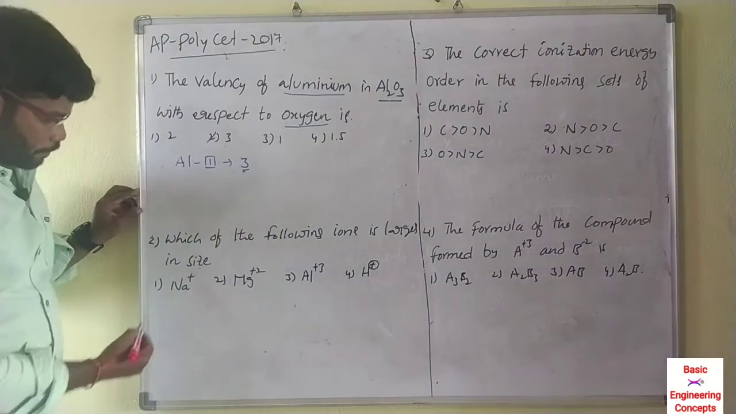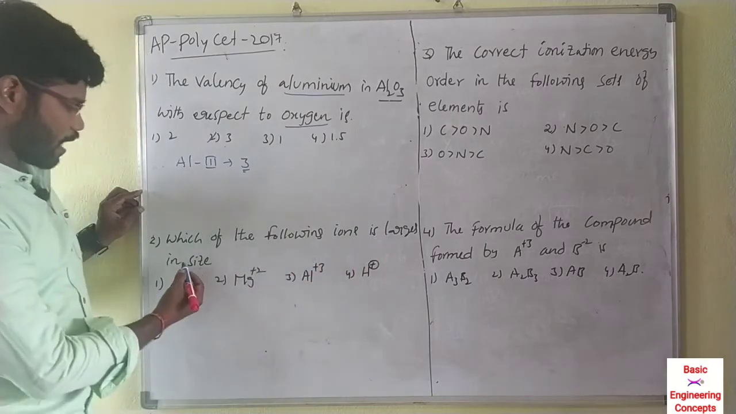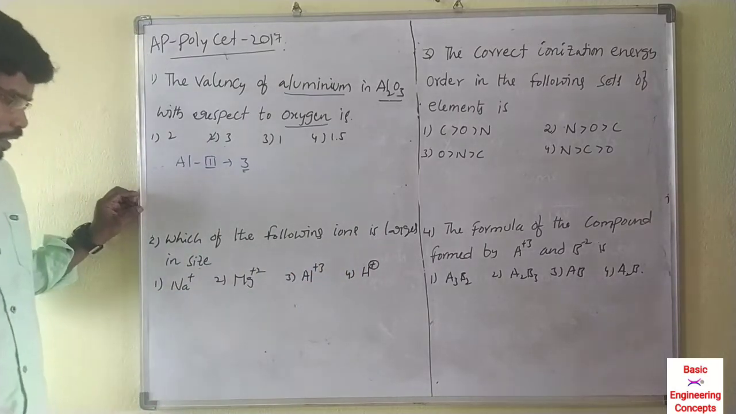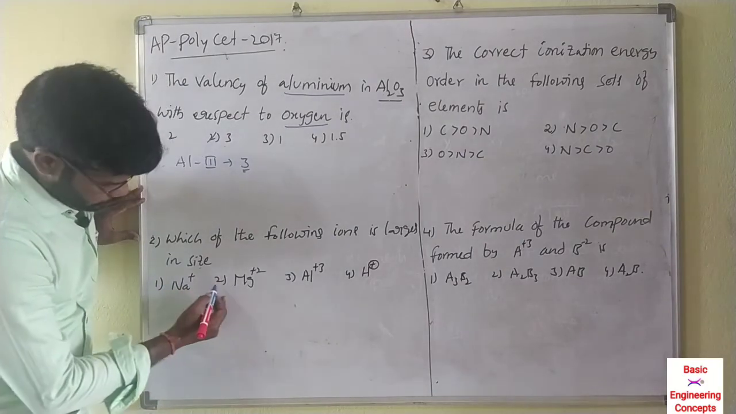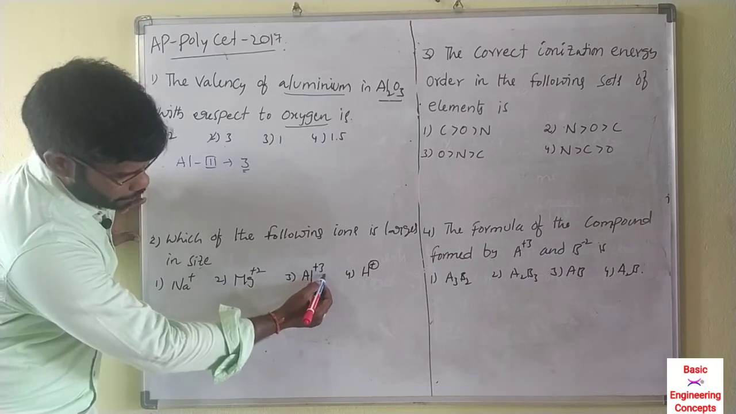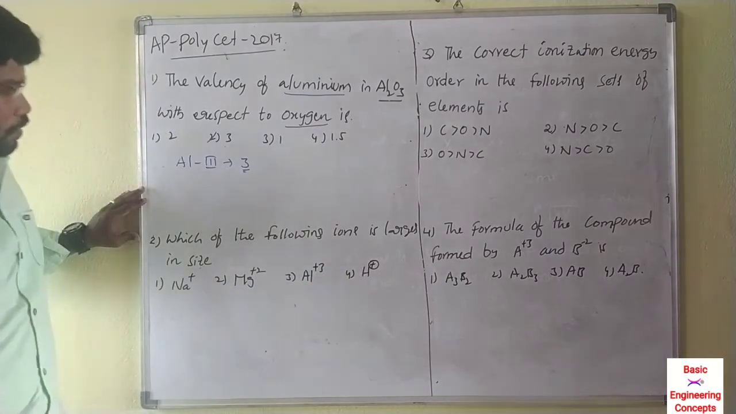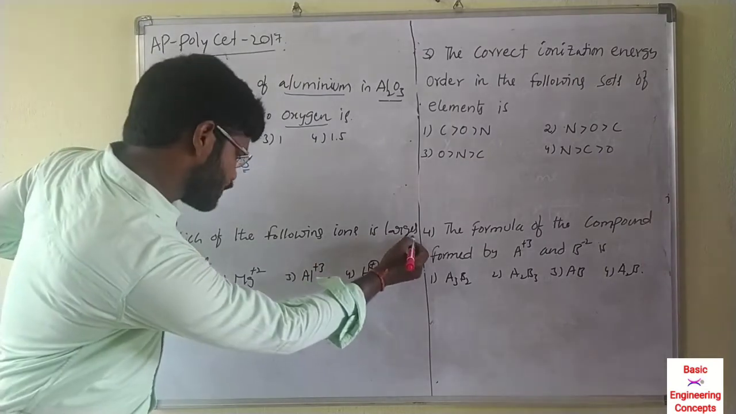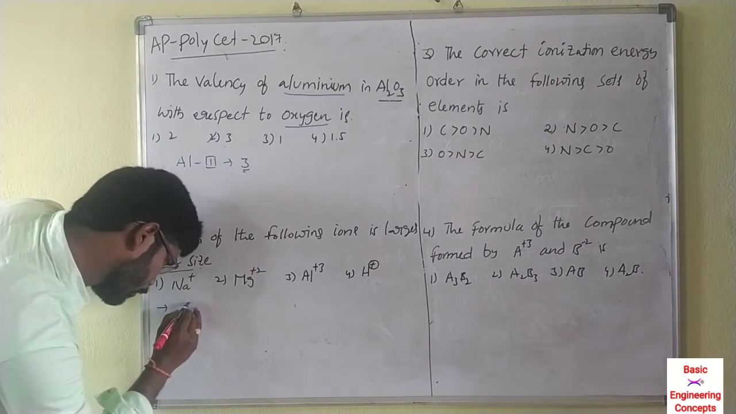Next question: which of the following ions is largest in size? First option is Na+, second option is magnesium 2+, option 3 is Al3+, aluminum 3+, fourth option is H+. So, largest size.